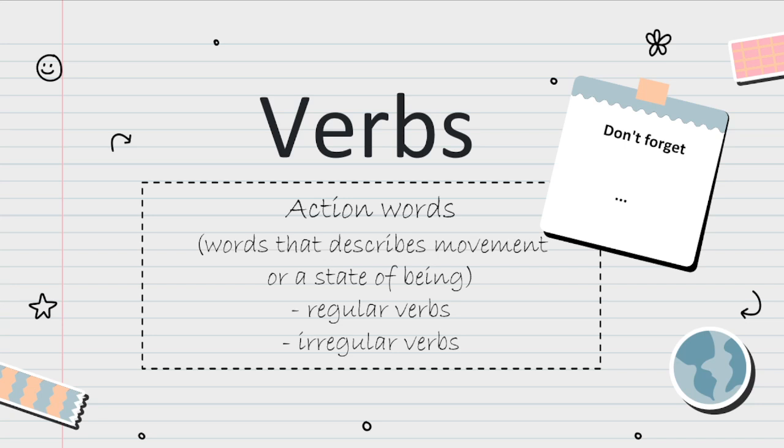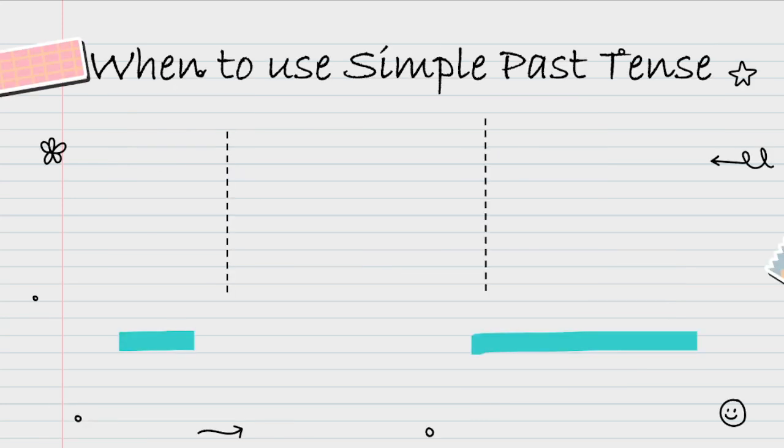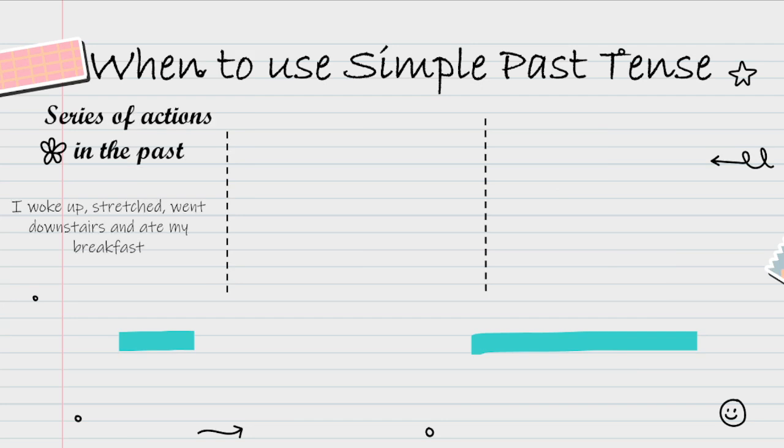Alright, so we're ready for number 1. The simple past tense. It's simple. When do we use the simple past tense? We use it to describe a series of actions in the past, like I woke up, stretched, went downstairs, and ate my breakfast. So that's just a series: you woke up, that's action 1, stretching is action 2, went downstairs, action 3, and ate my breakfast, that's your fourth action.